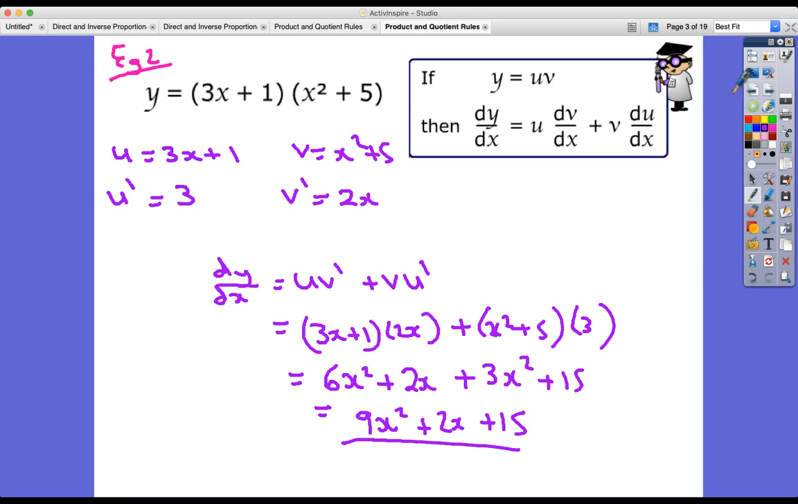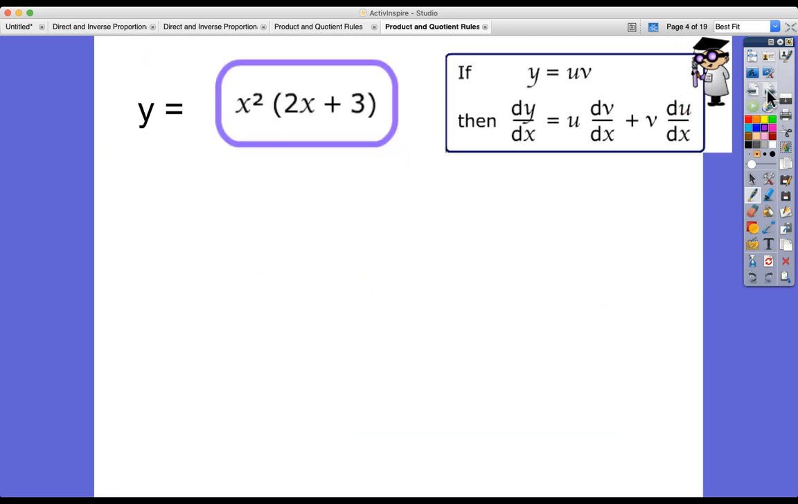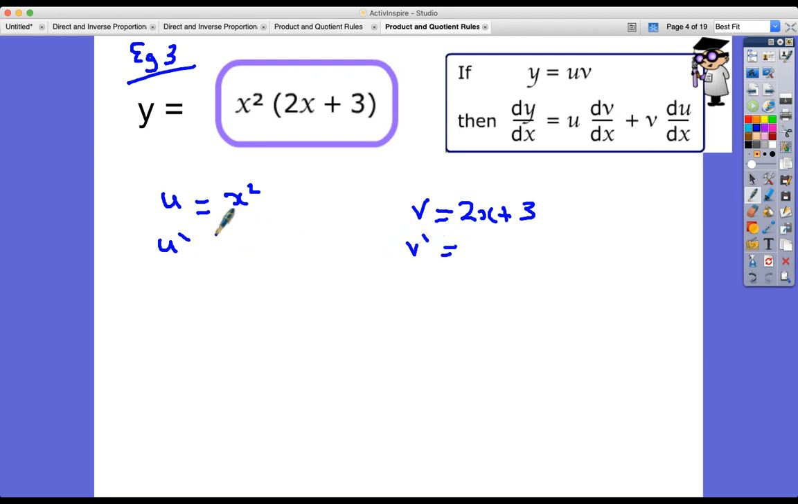Okay, fantastic. Hopefully you're on board there. And EG3, let's have a look. Why not a different colour? Okay, fairly straightforward. I think we're getting the hang of this. You might want to beat me to it here. So we've got two functions: x squared and 2x plus 3. Again, all we have to do is find u dash and v dash. So we get 2x, and we get 2.